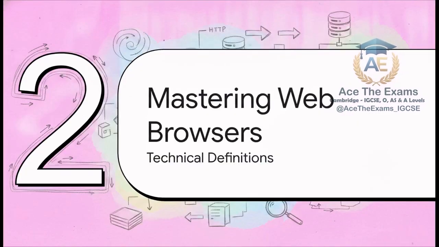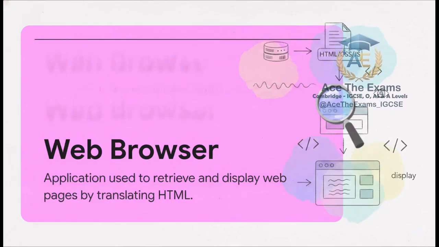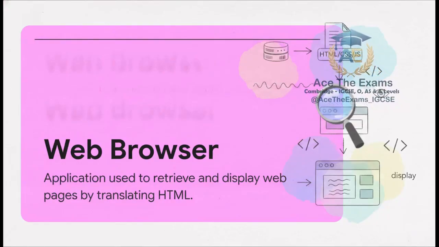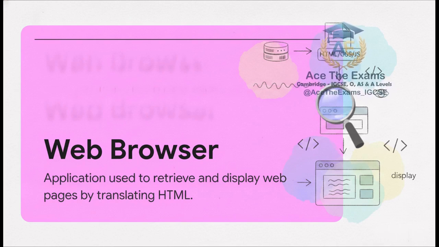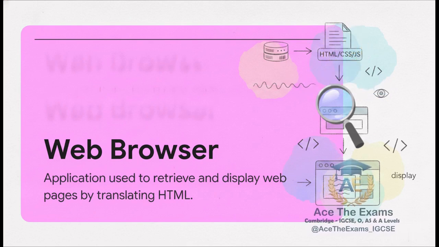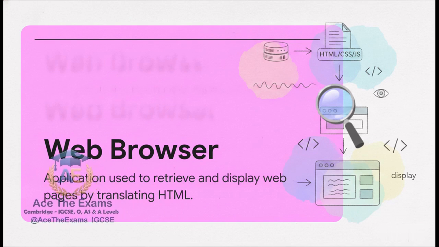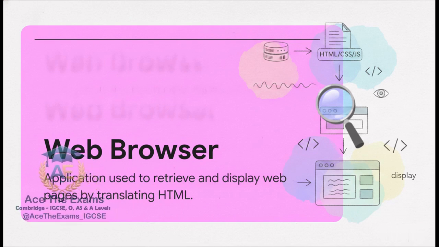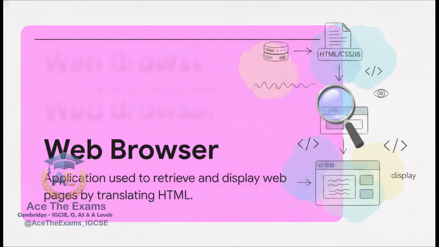Moving right along to Section 2, Mastering Web Browsers. Let's put that framework to work and strip away all those casual conversational definitions, replacing them with purely technical ones. Notice how we are entirely dropping the word search here. A browser is specifically an application that acts as a translator for HTML code and cascading style sheets, displaying them as the web pages you actually see. When a server sends a file, your browser reads those tags, interprets the JavaScript, and renders the visual layout. It's a retrieval and display engine. It is not a search tool.